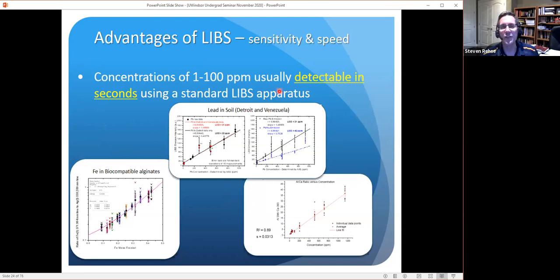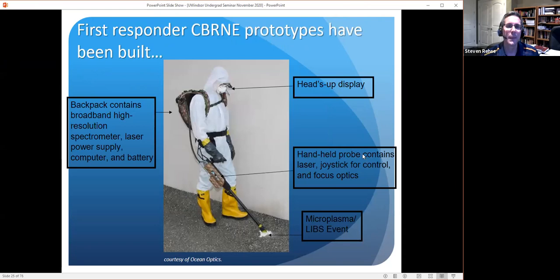My biggest advantage is that we can measure concentrations of 1 to 100 ppm, which I said is not the best in the world, but we can get it in about a second using a standard LIBS apparatus. So it's fast. It's really fast. And that speed of determination is really the thing that I'm chasing to try to make it clinically relevant. Because it can be done fast and you don't have to do it in the lab, it can be portable.